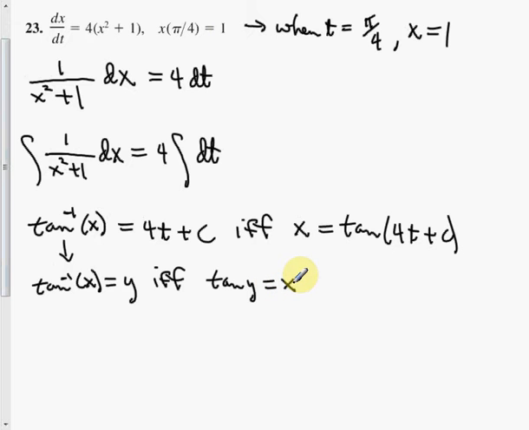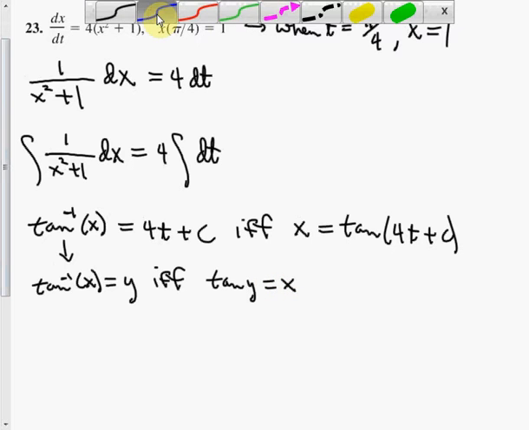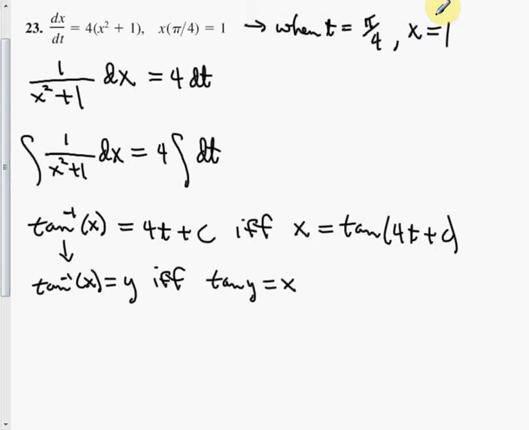All right, now let's see. Let's put this in blue. So what I'm given is that I know that x is equal to 1 when t is equal to pi over 4. So over here, I have this tan inverse of x, where x is 1. That's equal to y. So that's if and only if tan y is equal to 1.